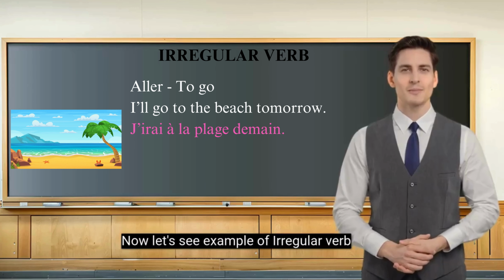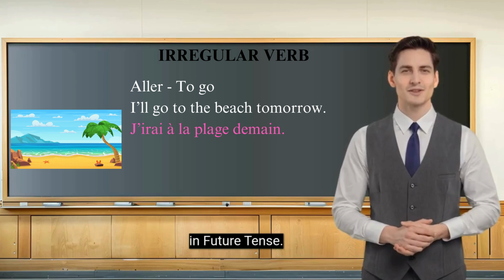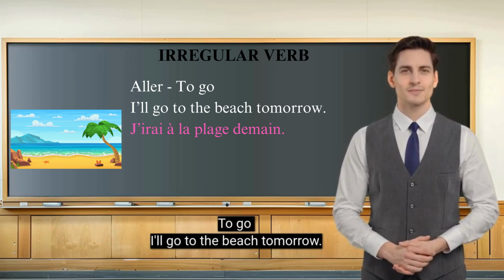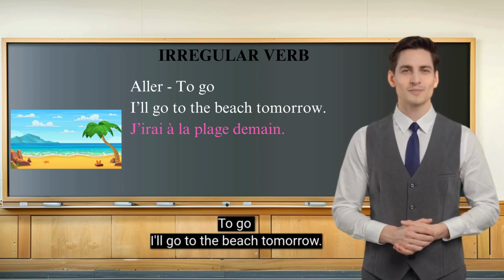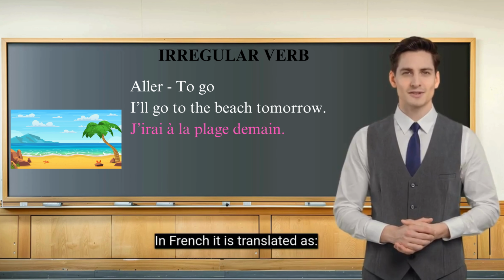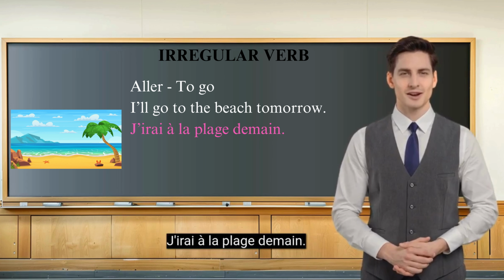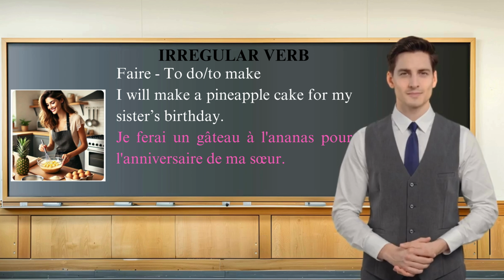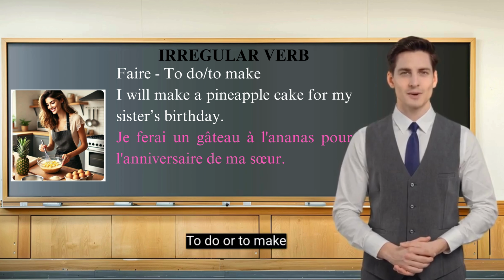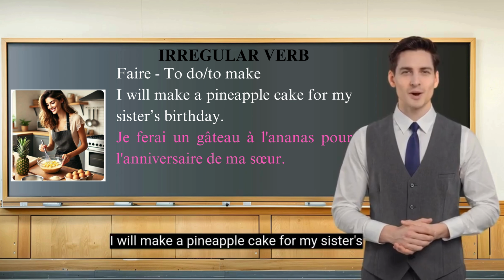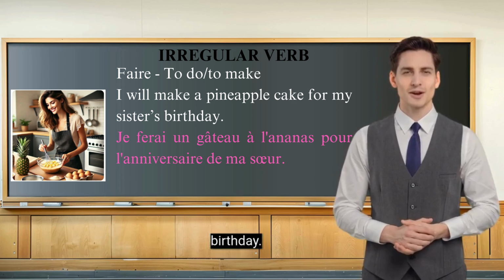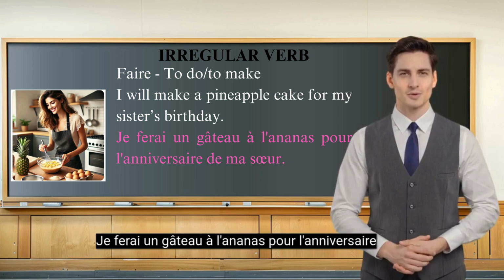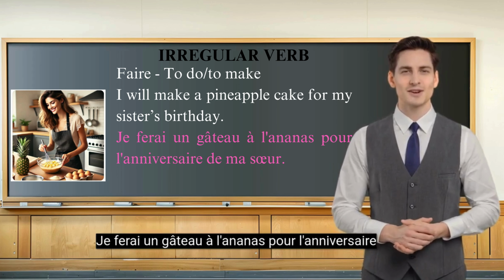Now let's see examples of irregular verbs in the future tense. Aller, to go. I'll go to the beach tomorrow. In French it is translated as j'irai à la plage demain. Next verb, faire, to do or to make. I will make a pineapple cake for my sister's birthday. In French it is translated as je ferai un gâteau à l'ananas pour l'anniversaire de ma sœur.